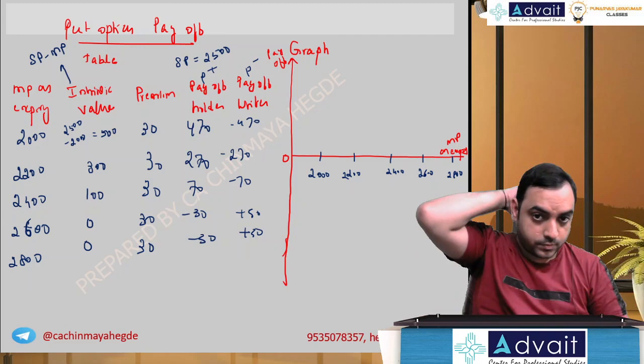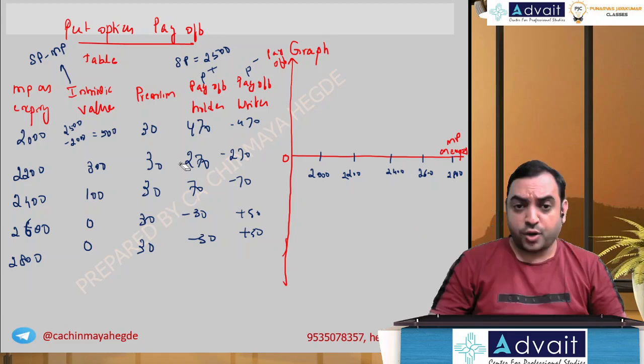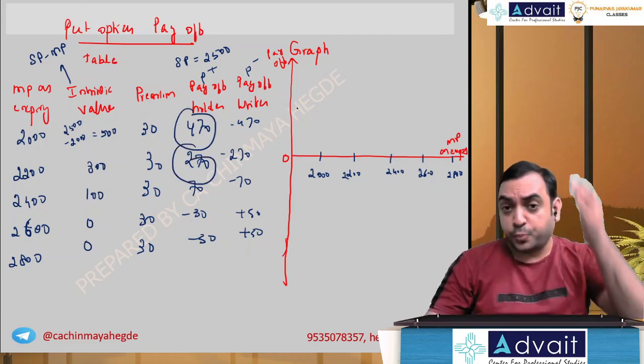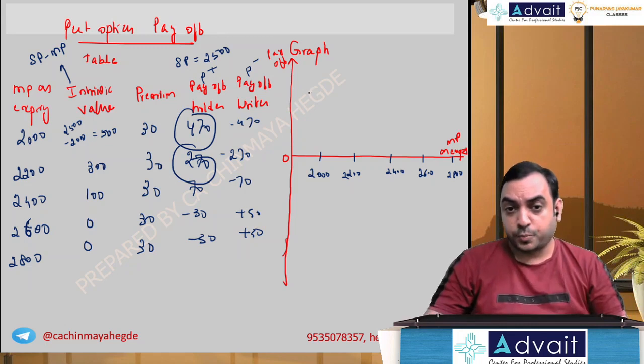Okay. Now, what does the put option holder look like? Initially, he had a profit of 470, then 270. So profit is coming down. You can say here, then here. So profit will come down.